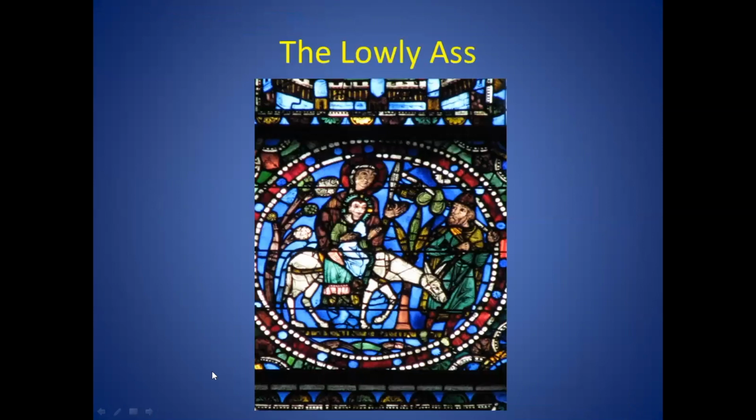Okay, moving on now to the lowly ass. The ass or donkey is probably one of the most contradictory symbols in Christian iconography. On the one hand, you see here an image of Mary and Jesus with Joseph leading the way on the flight to Egypt. Mary and baby Jesus riding a donkey. This is from Chartres Cathedral and one of its famous stained glass windows there.